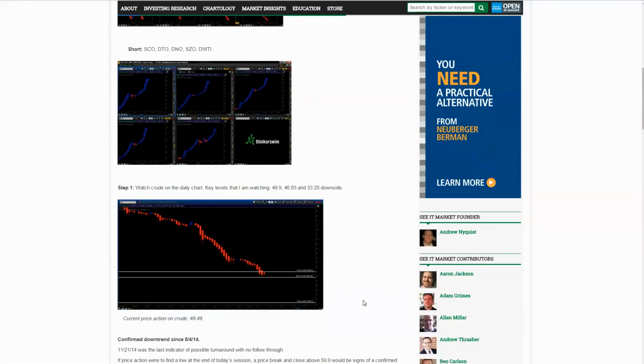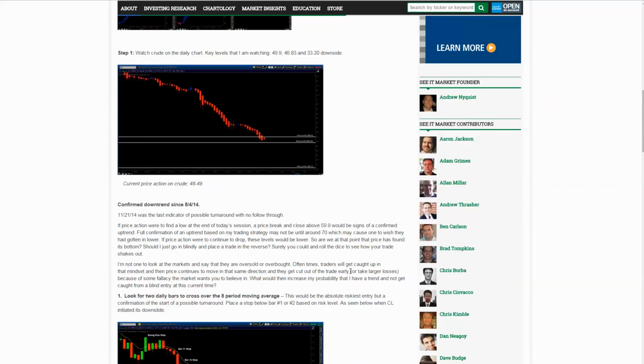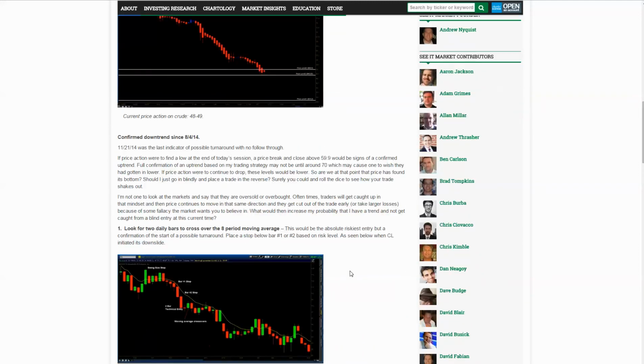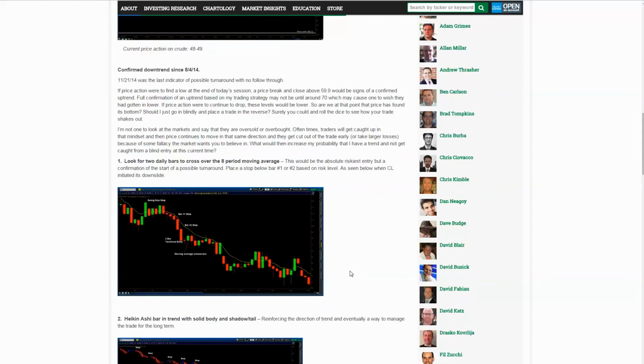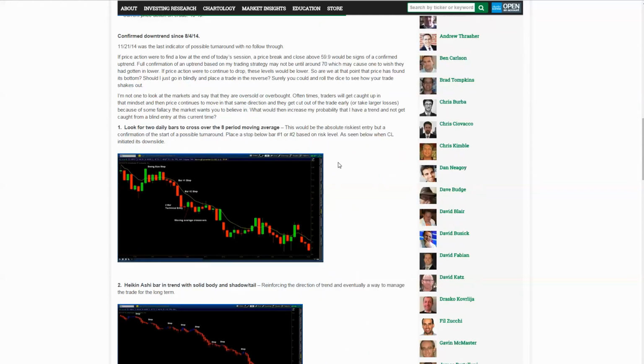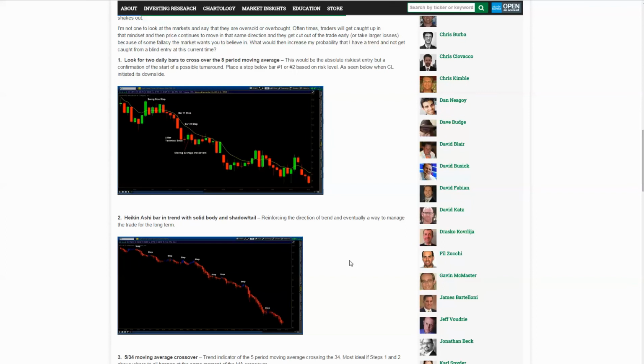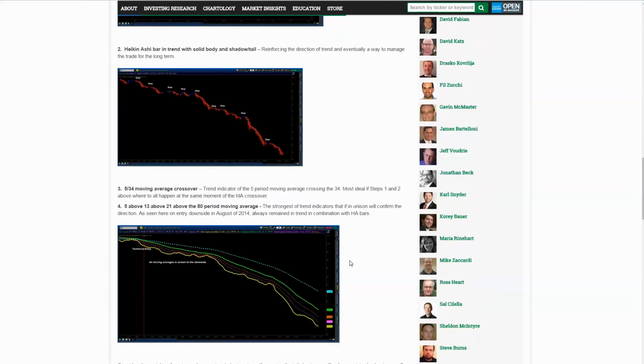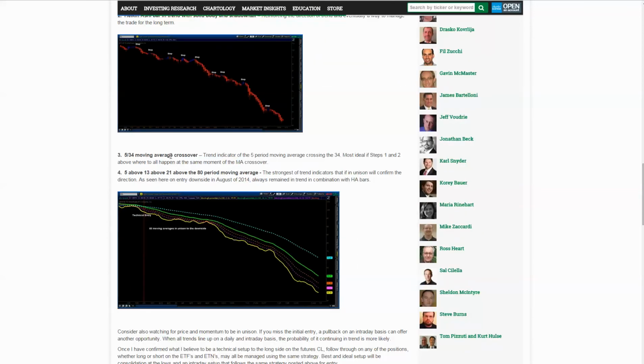And so the question is, looking at the futures on a daily chart, key levels to be looking to the downside, and what would be the key entry on the coming upside is, first of all, looking for a crossover in trend. And so the trading fib strategy at that time was an 8-period moving average crossover followed by Heikin Ashi bars, solid body and tail up, looking for the 5-34 moving average crossover in unison, and then the long-term trend would be played out by a 5 above 13, 21, and 80.